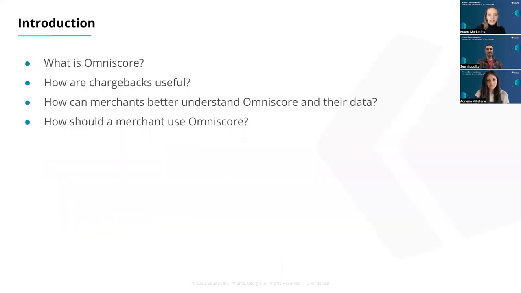To get us started, we're going to discuss Kount's AI-driven transaction safety rating, Omniscore, the star of the show, and how Omniscore is built to work for you. We're going to talk through how chargebacks can actually be useful, how to better understand Omniscore and how it marries with your organization's specific data, and how you can use Omniscore to move the needle for your business. And after this presentation, we're going to go through a number of customer questions that we received prior to the webinar. So stay tuned for the end. We may answer yours live.